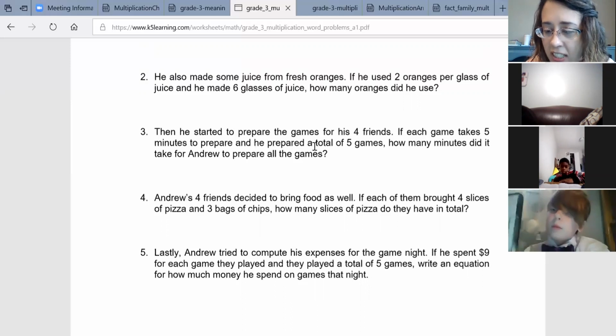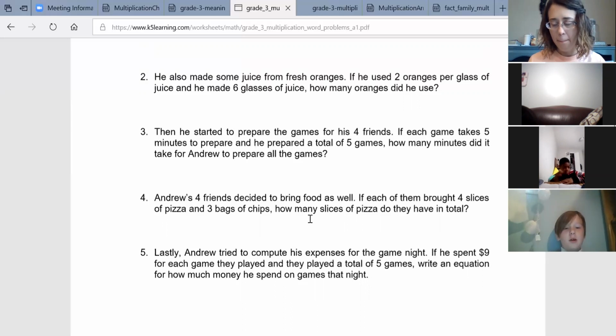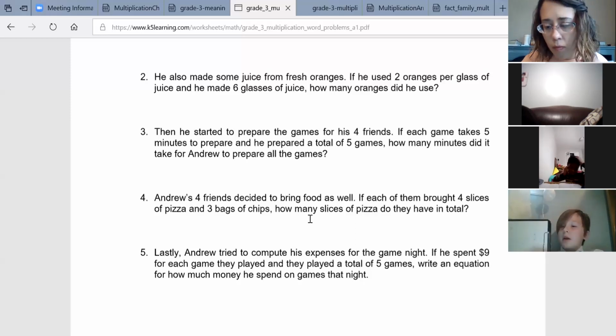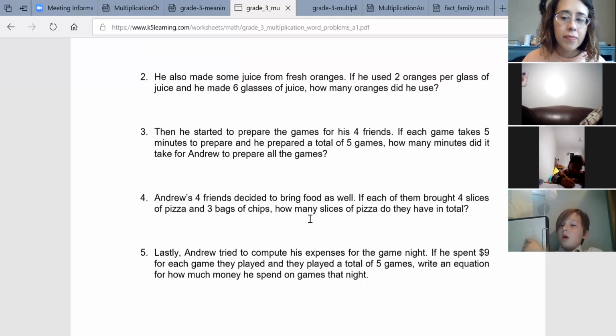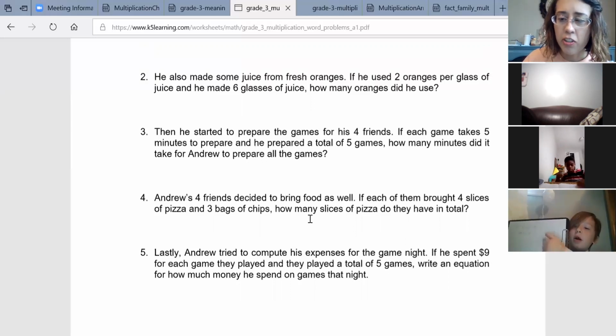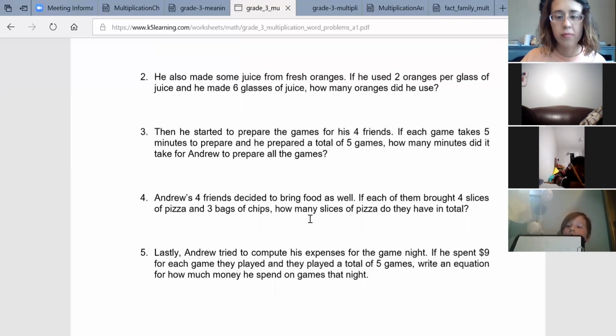Here we go. So Rosie's got yours. So, my equation is 4 times 4, and so I drew 4 circles. Sorry, it's kind of hard to see, but it's 4 circles here. What do the 4 circles represent? His 4 friends, and they each brought 4 slices, so there are 4 circles in each side of them. And 4 times 4 equals 16.